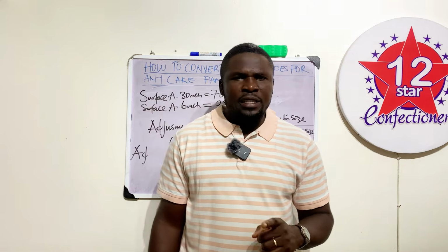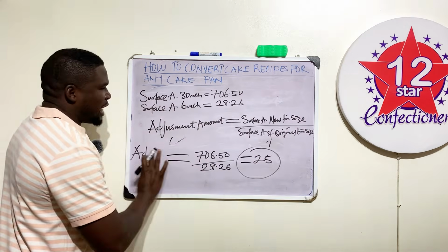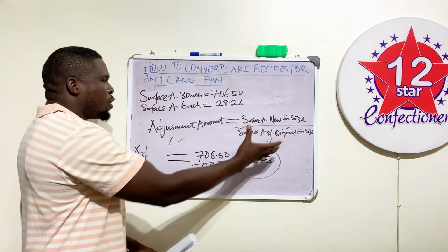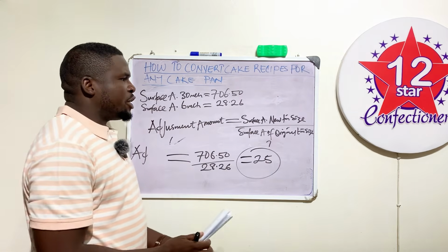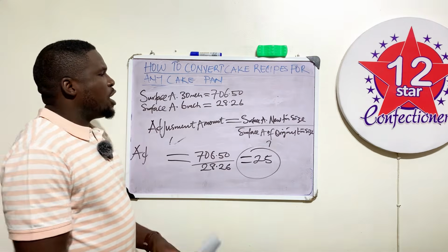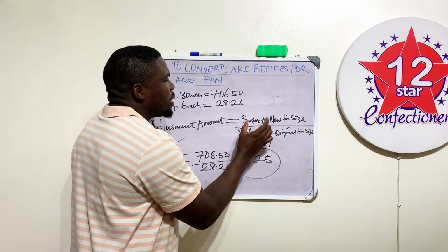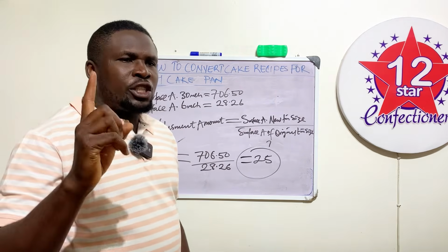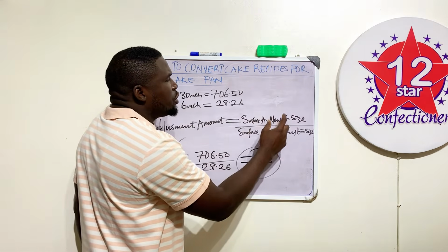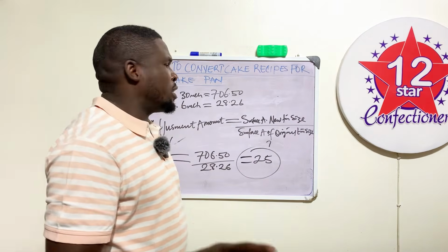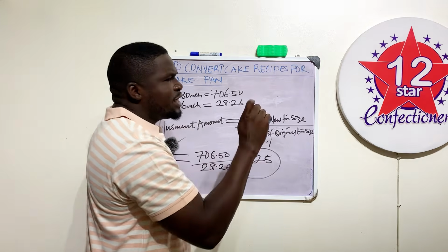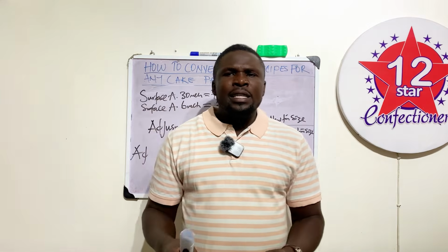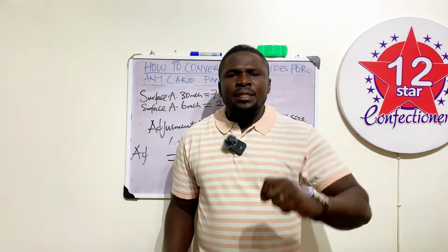Let me repeat myself. We have gotten our adjustment number from this formula-based course that I have explained to you. For you to get your adjustment number, you divide the surface area of the one the customer asked you for, which is your new tin size, by the surface area of the original tin size. And our original tin size is the 6 inches cake pan.